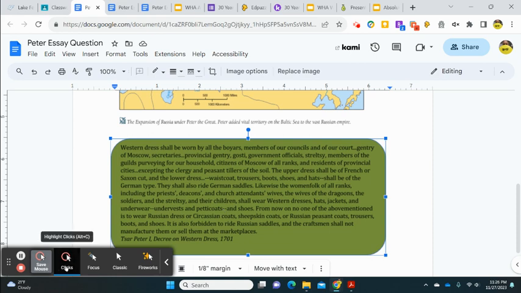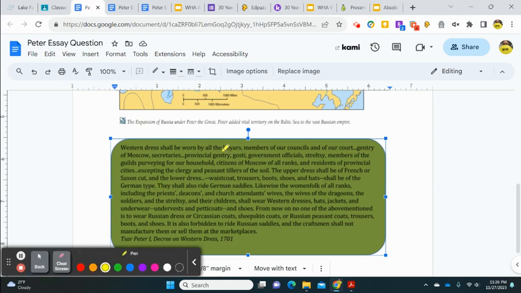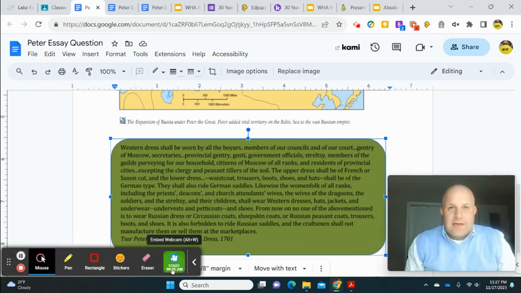Basically, he says that Western dress has to be worn by all the boyars. Remember, the boyars are those Russian nobles, members of a council court gentry. And he talks about how the upper dress should be a French or Saxon cut, English lower dress, waistcoat, German saddles, Western dresses, hats, Circassian coats, sheepskin coats, etc. So basically, what is he describing here?